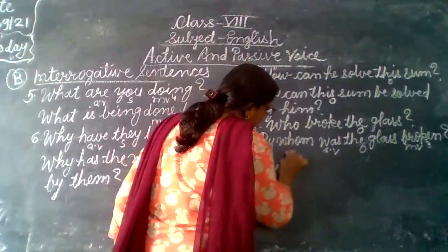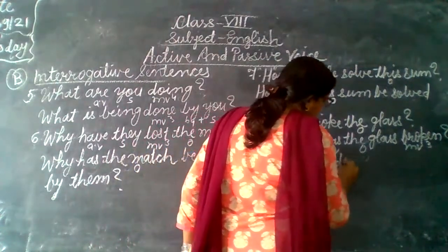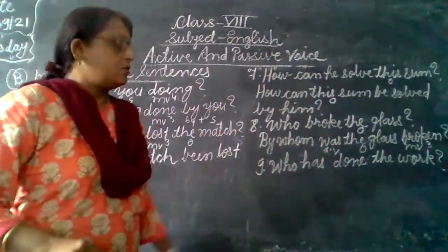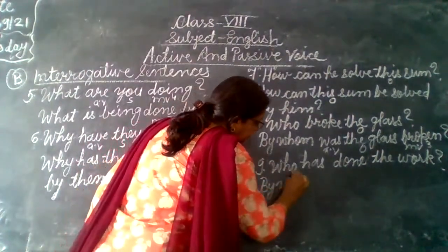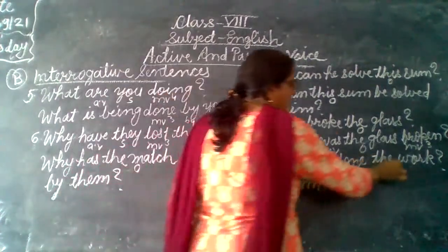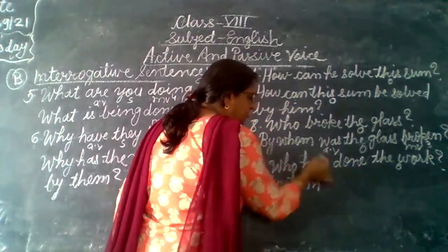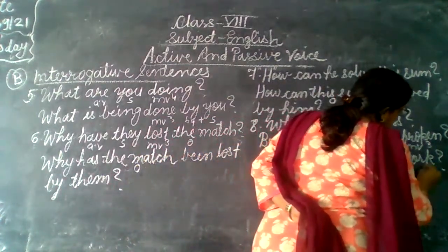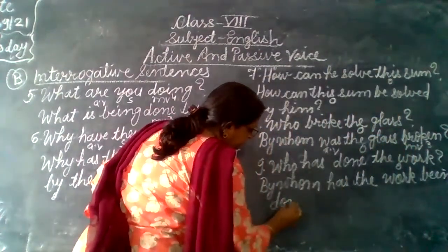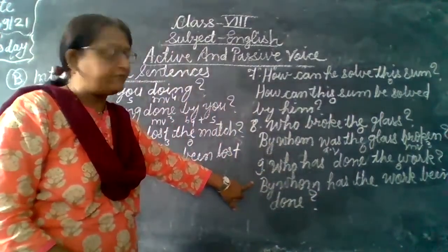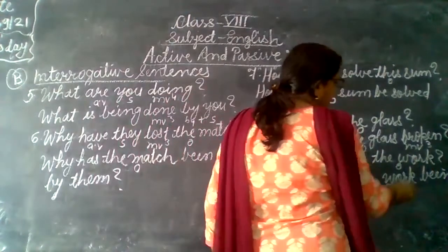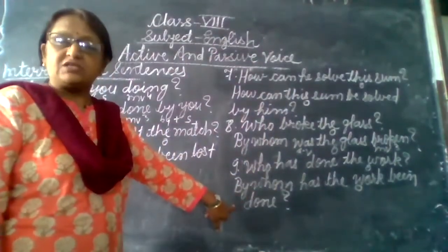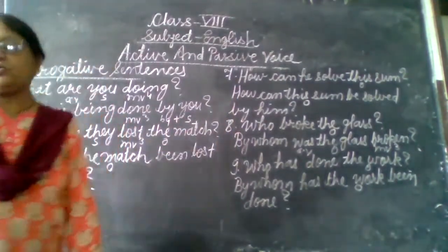Suppose our next question is, who has done the work? Again, who will change into by whom. Wherever you see 'who' in the interrogative, you will change it into by whom. Now our object is also singular. Here, who is also singular. So by whom has the work been done? And there will be a question mark because by whom is acting as the subject first only. After the object we use been because we have has, so we have to use been. So by whom has the work been done? This will be our sentence. So only that is the difference between who and the others.